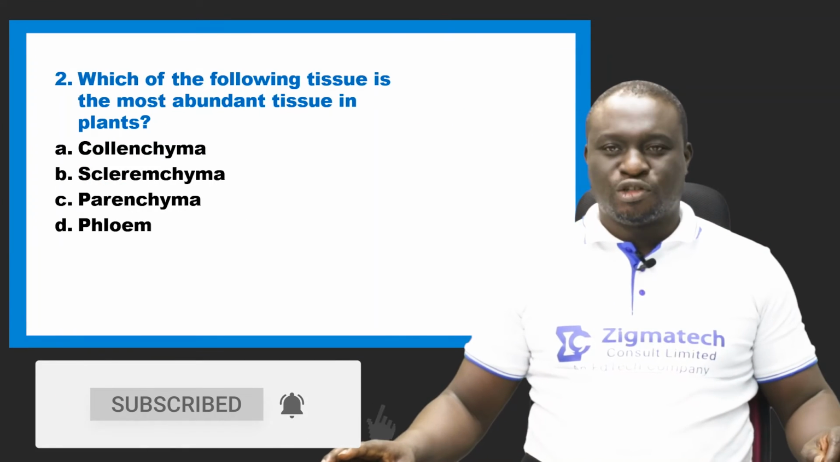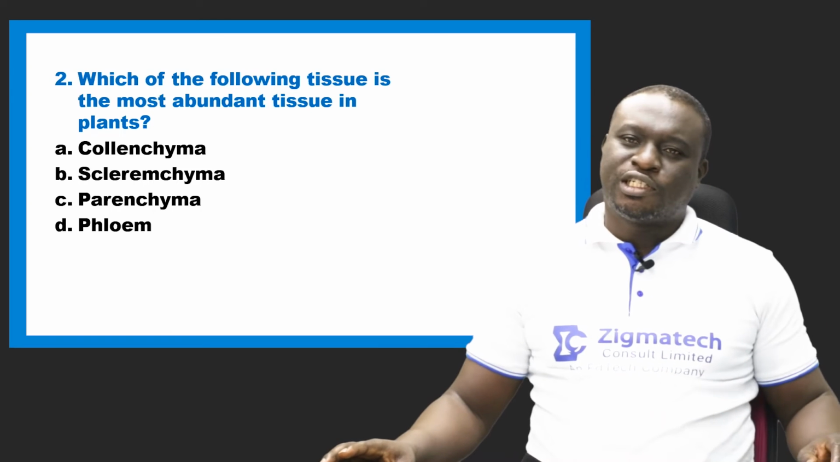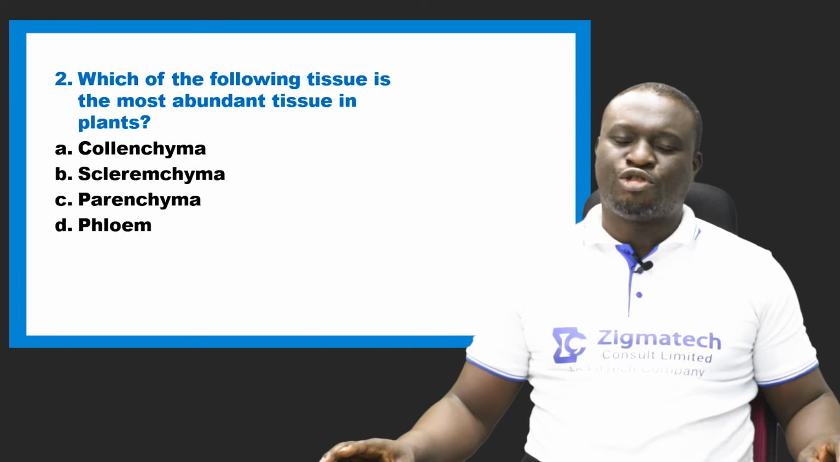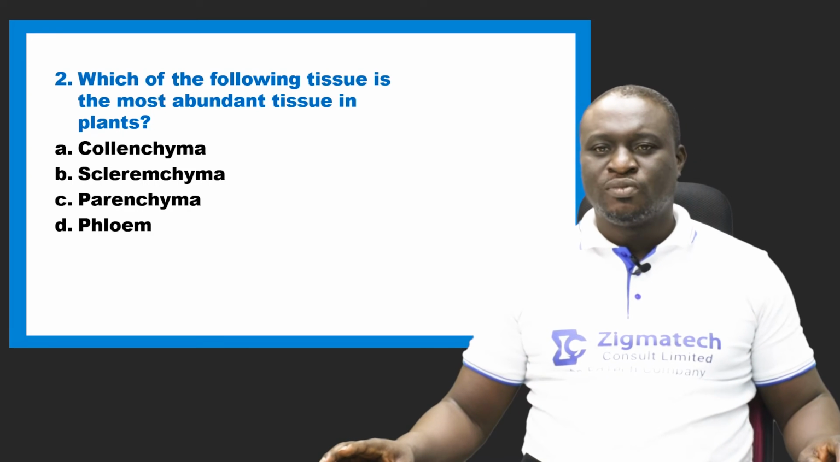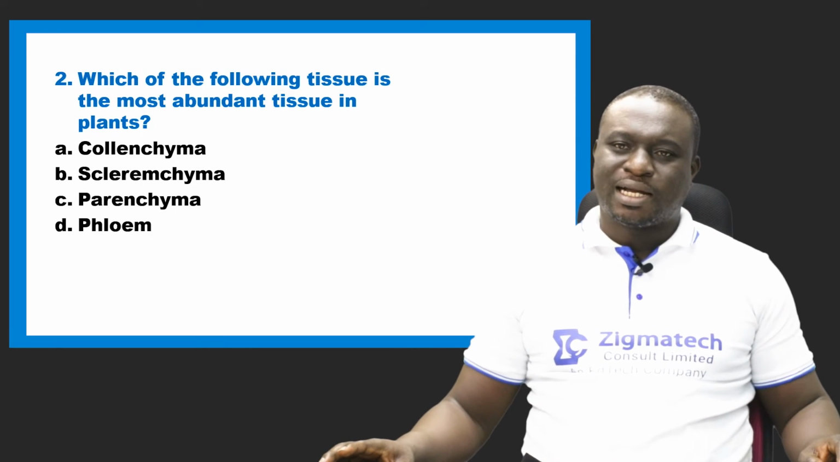So let's look at question 2. Which of the following tissues is the most abundant tissue in plants? Most abundant tissue, the correct option there is C, which is parenchyma.